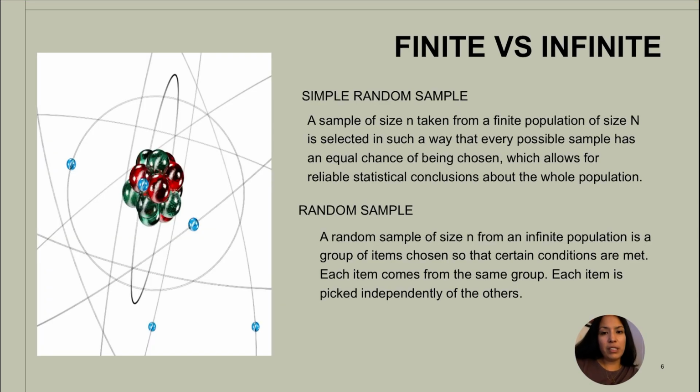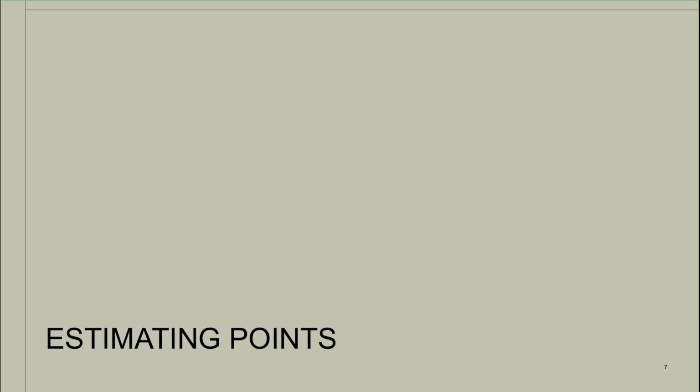Selecting the sample. There are two populations to be considered, the finite and infinite population. A simple random sample is taken from the finite population, and every sample in that has an equal chance of being chosen. The second is a random sample, which is from the infinite population, and two conditions need to be met for those. One is that the items come from the same group, and second, each item is picked independently of the others.